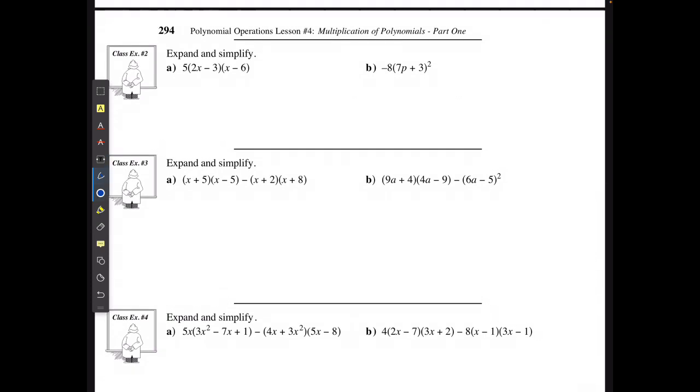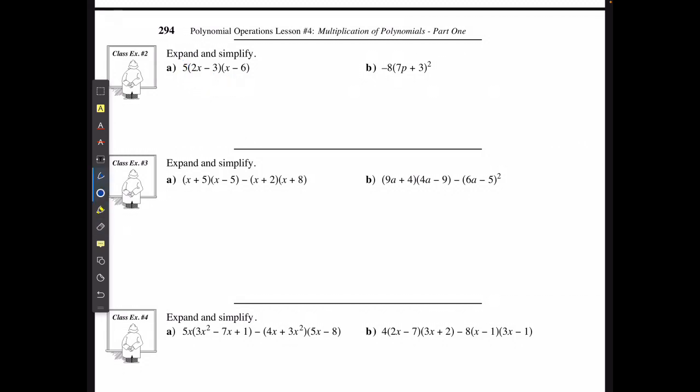Okay, so now, what if we have three things we're multiplying together? Well, the problem is there's a misconception when we see these. People see the 5 on the outside and say, okay, well, I need to multiply the 5 into here, and I need to multiply the 5 into here. But that's not actually true.